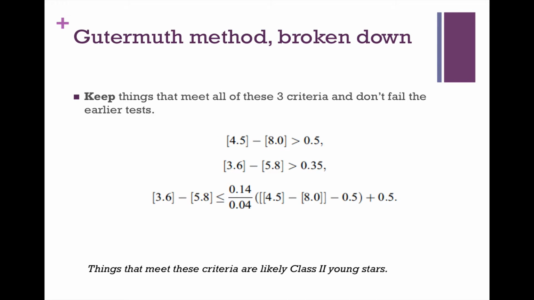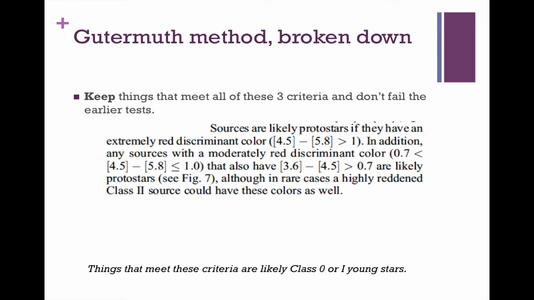Keep things that meet these criteria and don't fail the earlier tests. These are the likely class 2s. Keep things that meet these criteria, and these are class 0s or 1s.